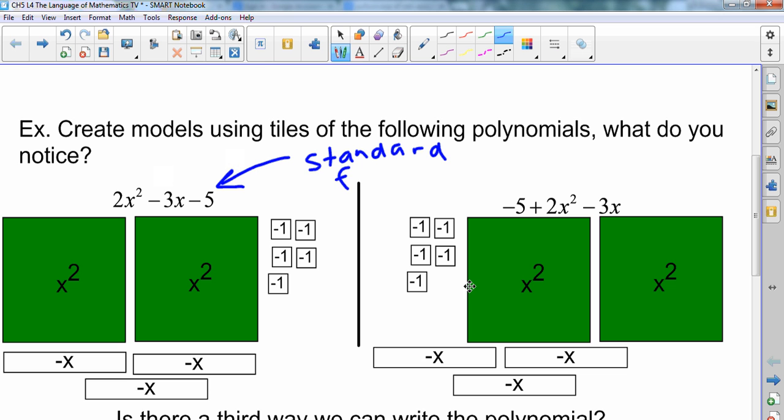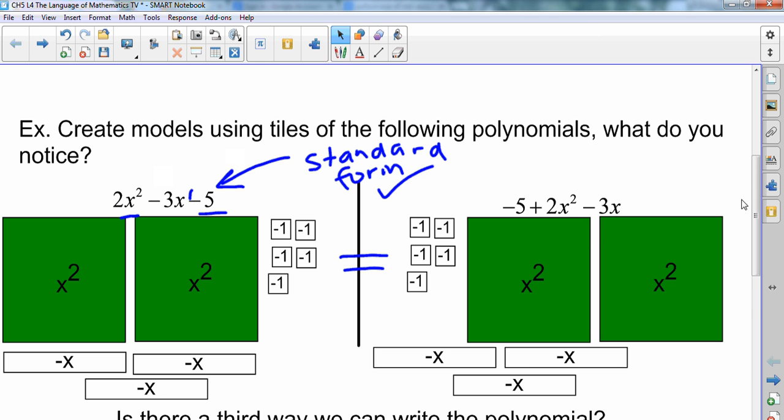So this is written in standard form. So we're going from highest exponent to lower exponent to no exponent. We want to write our expressions in standard form. And the second example is not in standard form. It's technically not incorrect, but it's not as correct as it should be. And so these two expressions are actually equal.